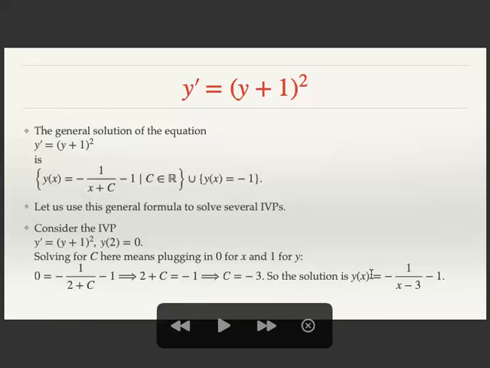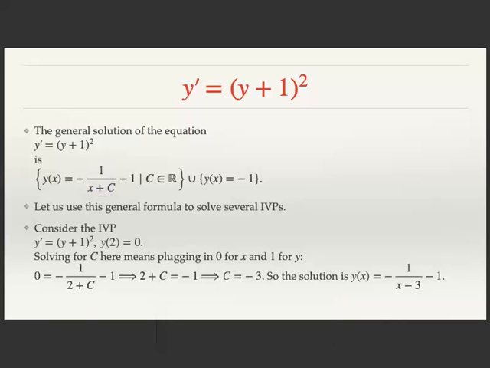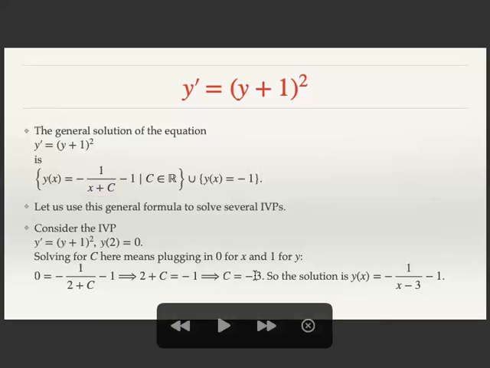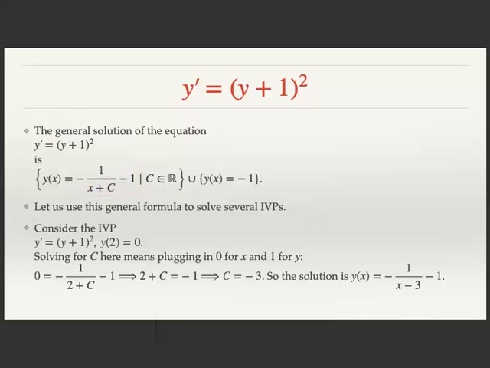So for this initial value problem, the constant is minus 3. And I replace the constant here by minus 3. And the solution is minus 1 over (x minus 3) minus 1. So the solution, again, exists, is unique, and it corresponds to the value of the constant minus 3 in this form. So any question here?